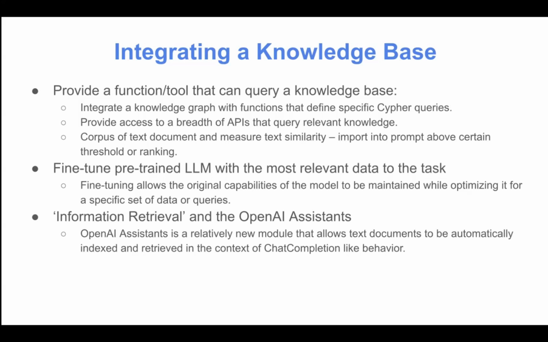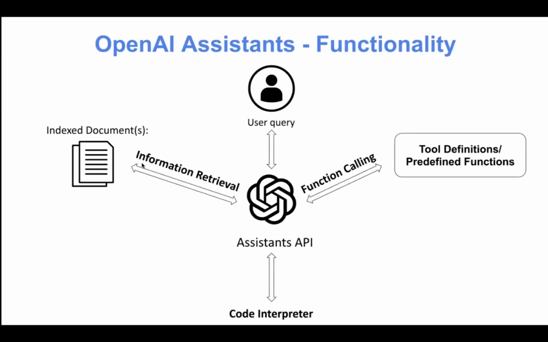The last thing I'll mention is this information retrieval, which is implemented as a part of OpenAI assistants, which I'll talk more about. This basically gives us the ability to upload documents and then have a vector search already implemented for it, that I talked about here. So these assistants are very helpful in a multitude of ways. One of those is information retrieval.